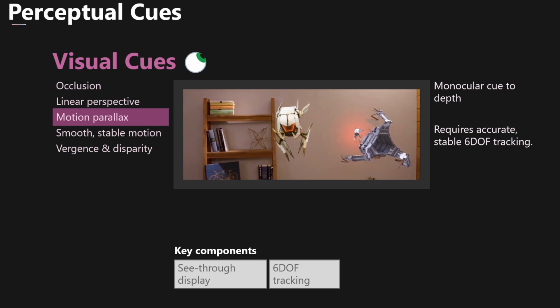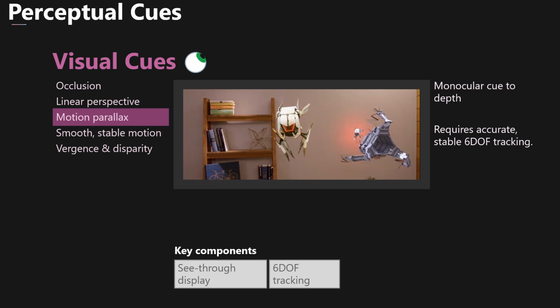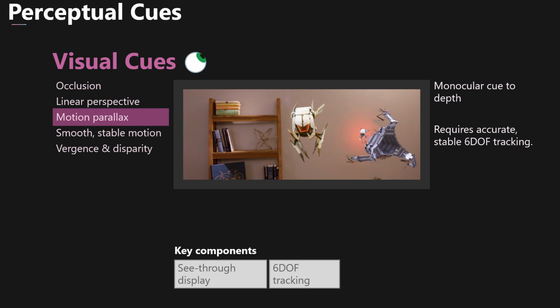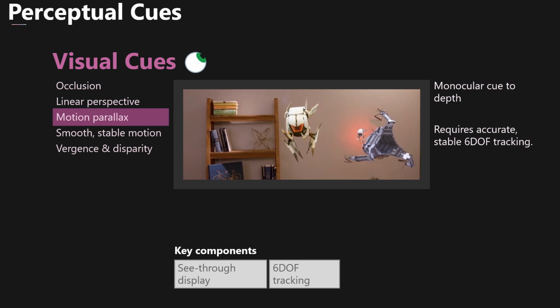Along the same lines of reasoning, objects that are close together, like the portal and the wall in this instance, should appear to move the same amount as we move our heads side to side. In order to render all these things correctly, accurate head tracking is required, and this rule applies to VR as well.